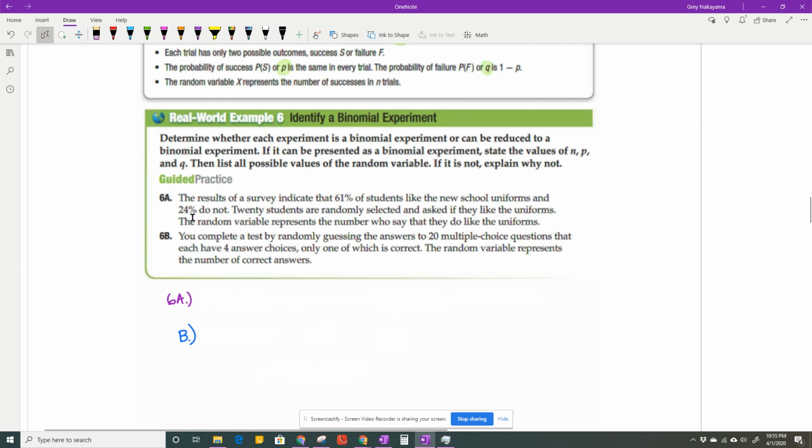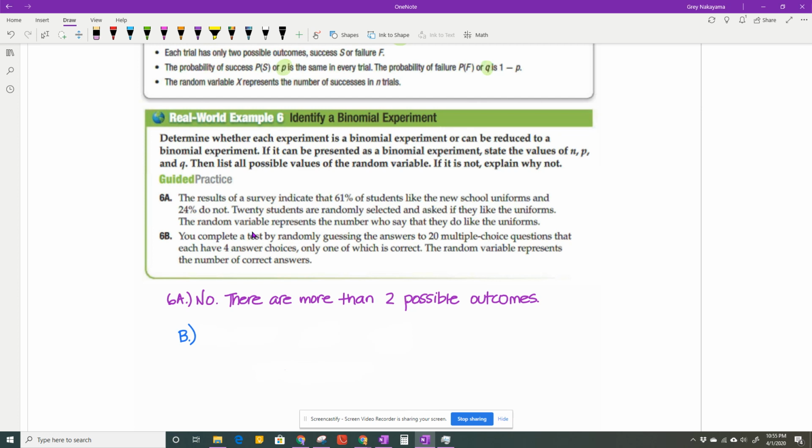So this first one: the results of a survey indicate that 61% of the students like the new school uniforms and 24% do not. 20 students are randomly selected and asked if they like the uniforms. The random variable represents the number who say they do not like the uniforms. So hopefully you can see that these two numbers do not add up to 100%. Therefore, that's not all the choices. So basically, you've got students that could like it, they do not like it, and of course, what's left are those people that don't have any opinion. So this is not a binomial experiment, because there are more than 2 possible outcomes.